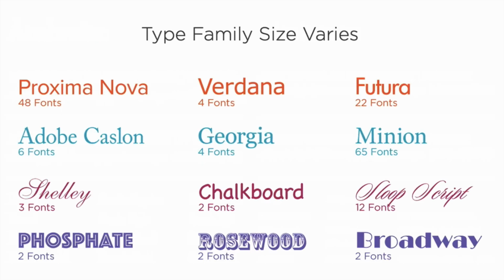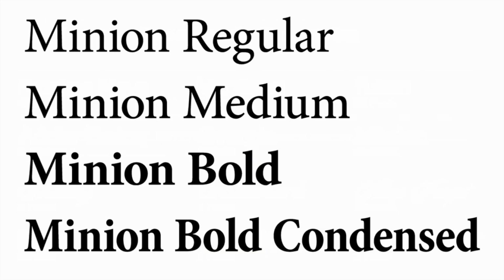Here are some other examples of type families. Some families are small and have only a few faces, while others are quite large, offering many choices in styles, weights, scale, and other attributes. Comparing the faces in a family, like these from the Minion family, shows a common design. All the members of a given type family are the same classification, all slab serif, all humanistic sans serif, or whatever the case may be.